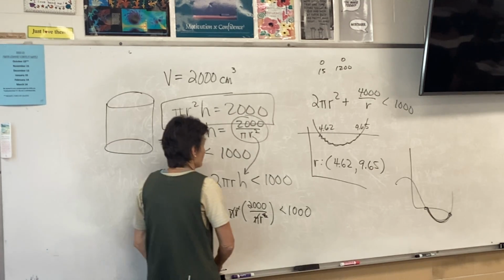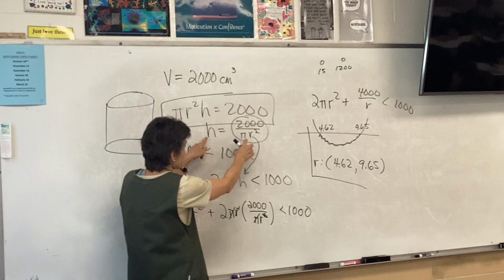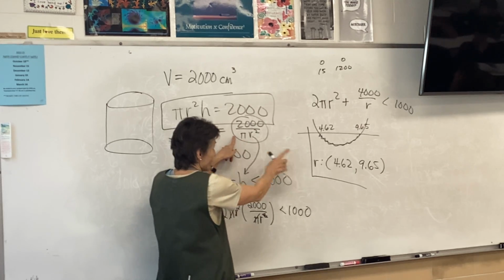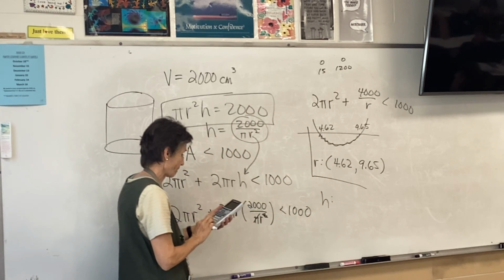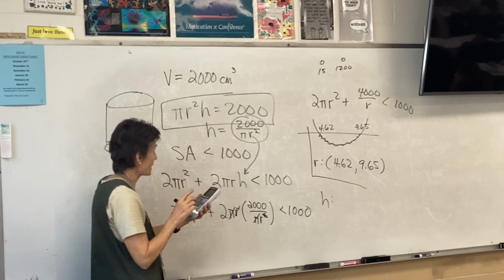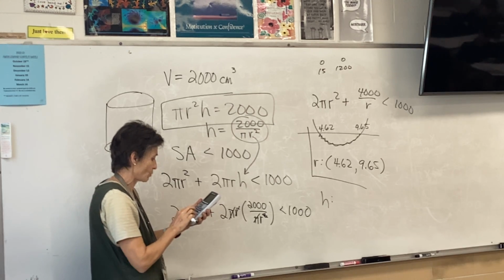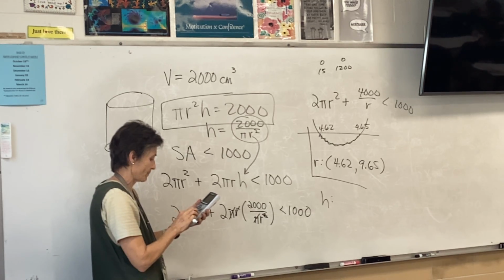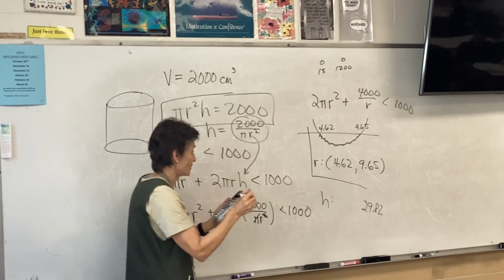Now the height values, I can figure out because remember this little equation right here, this thing we substituted? Height is 2,000 divided by pi r squared, and those are my r's. So height is going to range between, by the way, be careful. When you go to type this in on your calculator, put that bottom in parentheses. So 2,000 divided by parentheses, pi times 4.62 squared. So that height's 29.83.